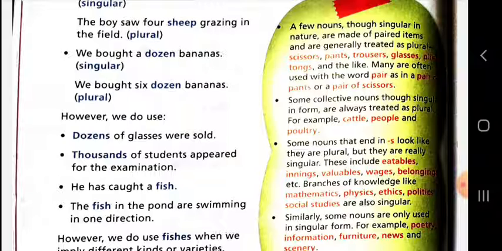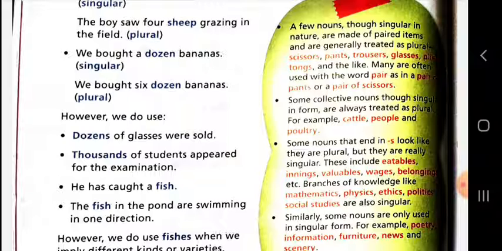Here some notes are given that you need to understand. A few nouns, though singular in nature, are made of paired items and are generally treated as plural. They seem singular, but they are plural. Scissors, pants, trousers, glasses. They are all always plural. Many are often used with the word pair, as in a pair of pants, or a pair of scissors.